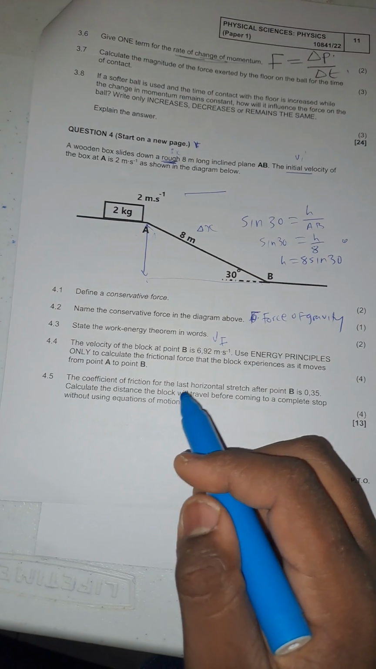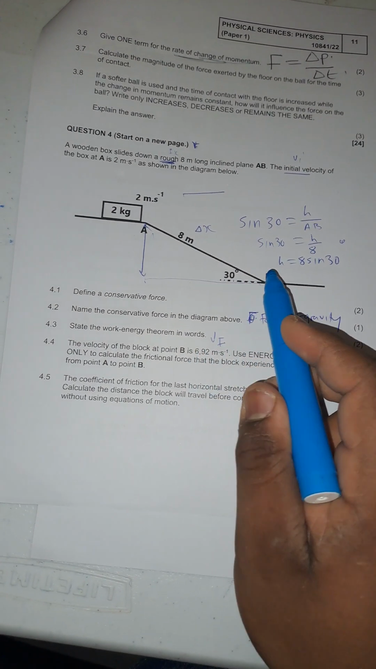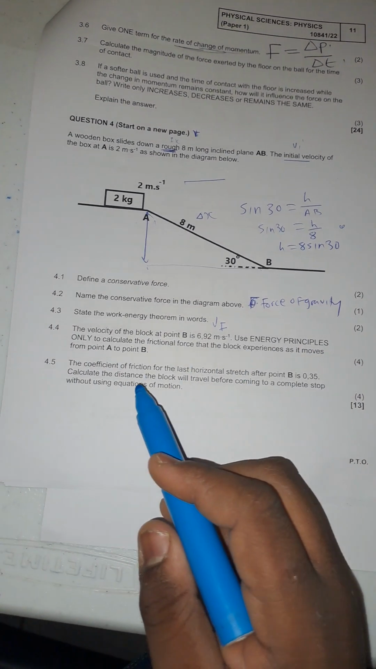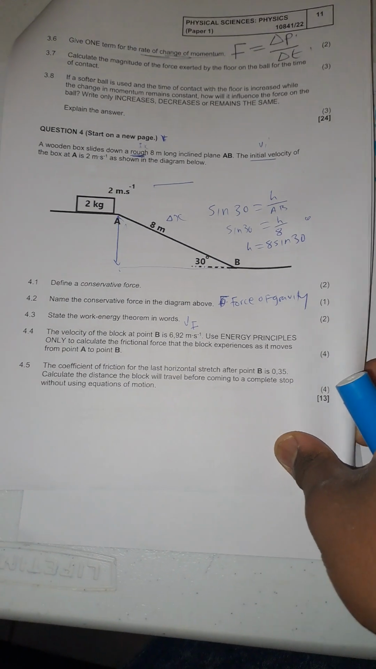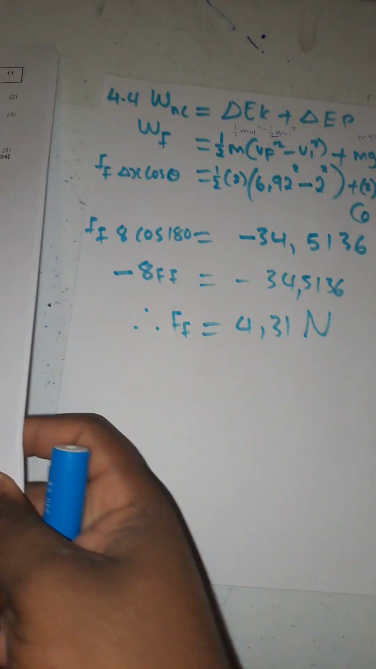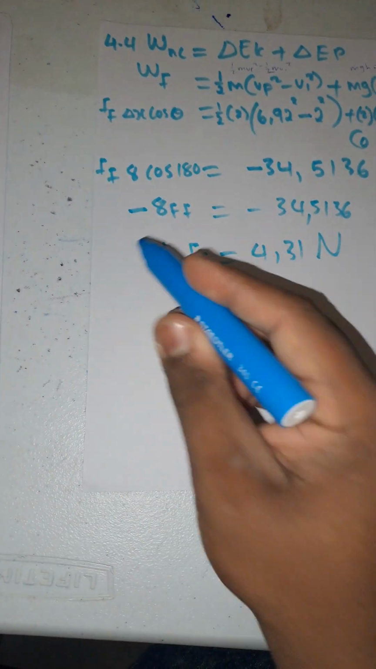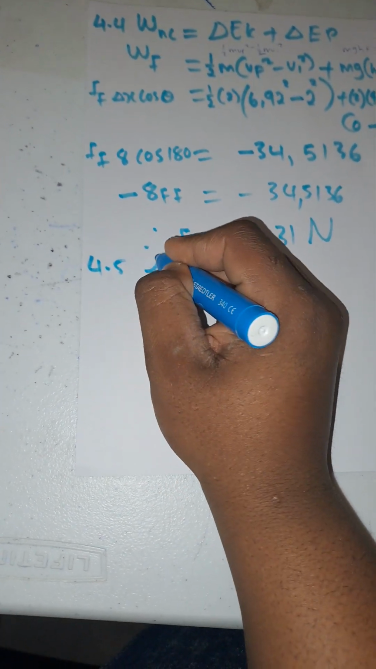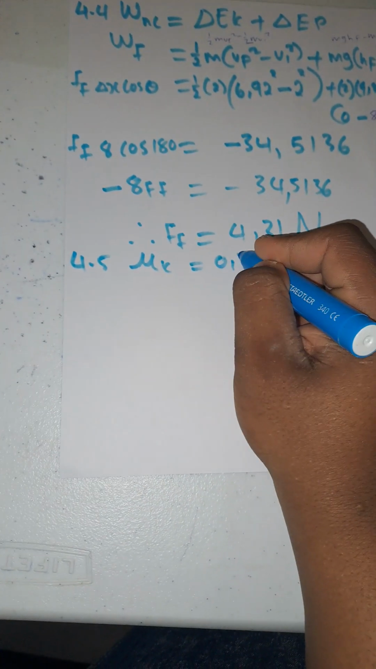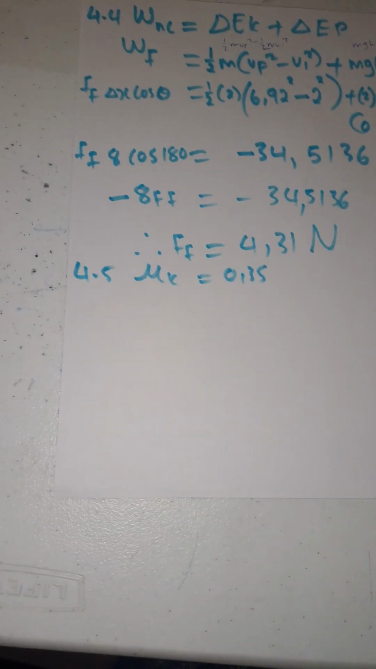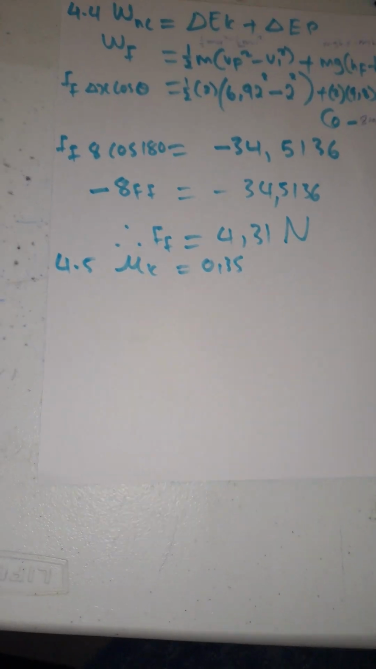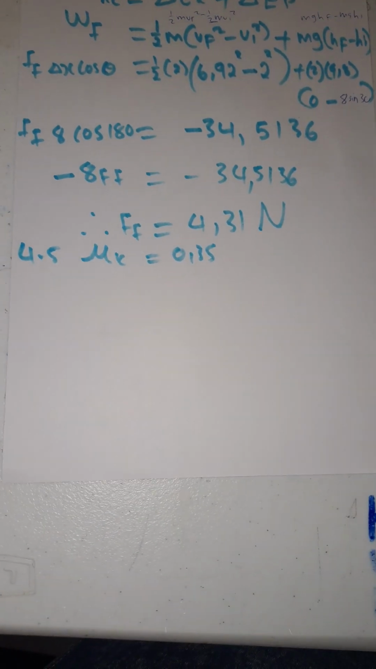Yeah, now they are saying the coefficient of friction for the last horizontal stretch after P, so now it is here on a horizontal surface, is 0,35. Calculate the distance the block will travel before coming to its complete stop without using the equations of motion. So now 4,5. I'm given mu k as 0,35, right? So now I want you to check this question. It is tricky, but it is nice, because now you have to calculate the minimum distance there, right?